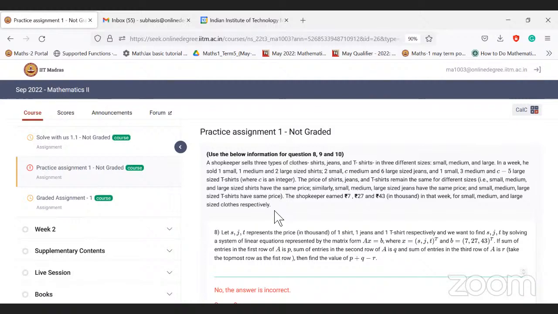Okay. So basically what you have to do now, you have to use some variables x, y, z, right? You have to use x, y, z for maybe shirt, jean, or t-shirt, right? So then you have to see how many shirts the shopkeeper sold and how many jeans the shopkeeper sold.